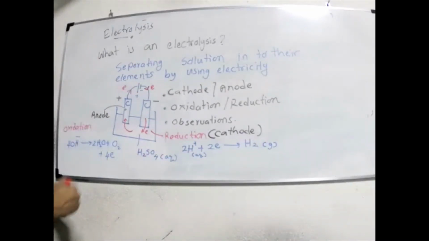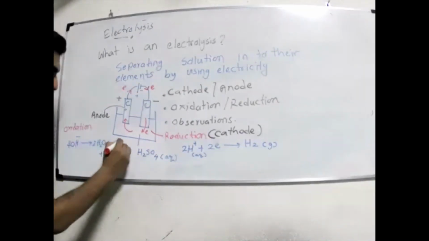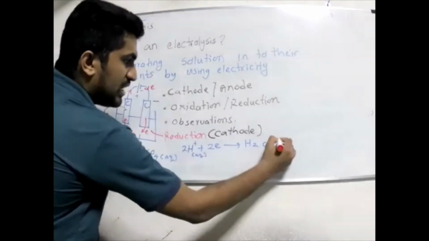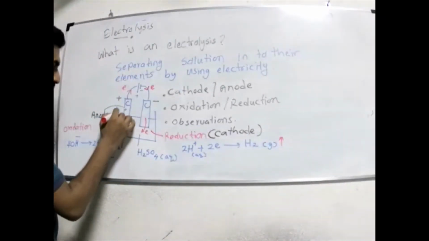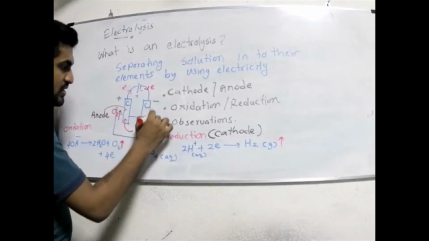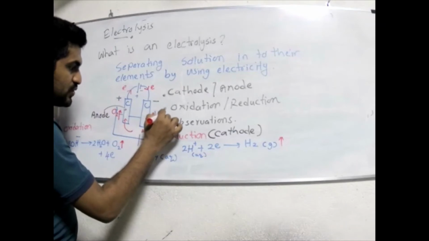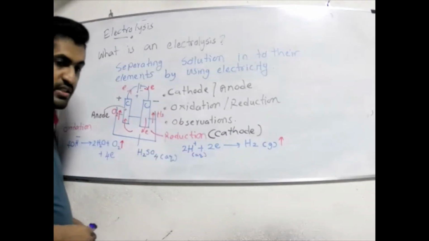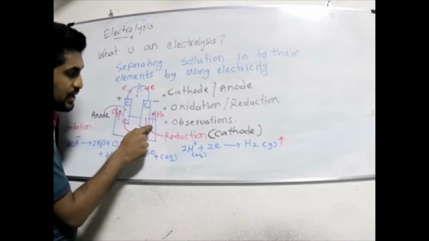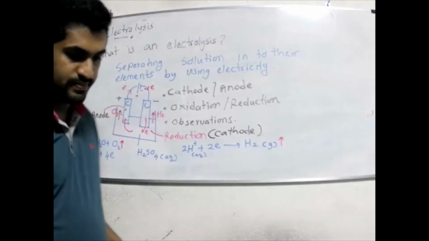So you can see oxidation of water gives oxygen gas. Reduction of H plus gives hydrogen gas. Oxygen gas is bubbling here, O2. This side it is giving out H2 gas. So under observations, you can write that gas bubbles evolve near the cathode and anode both.